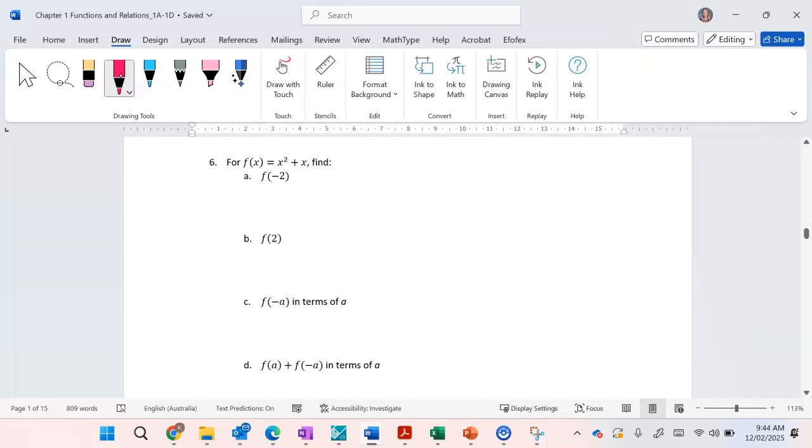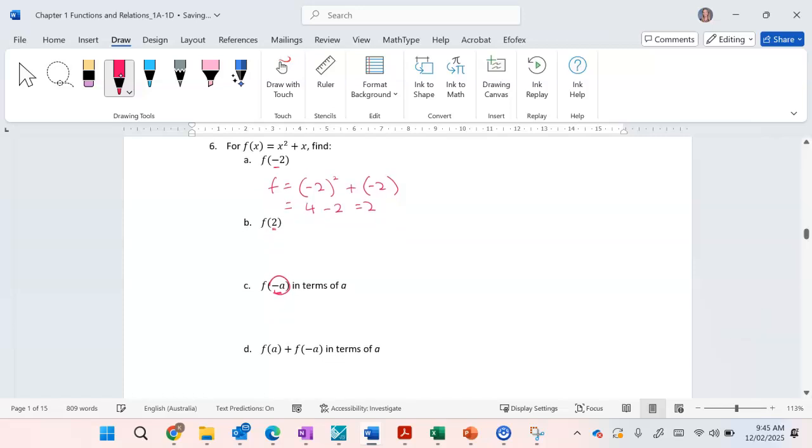All right, so for question 6, this one you should be able to do. You've done this sort of notation before. So this -2, we're just substituting in for x. Here we're substituting in 2. Here we're substituting in -a. Now just remember, when you're substituting in a negative value, it's probably a good idea to put it in brackets. That's because when you square a negative, it becomes a positive. All right, so just be careful of that. Same applies here when you substitute in -a.